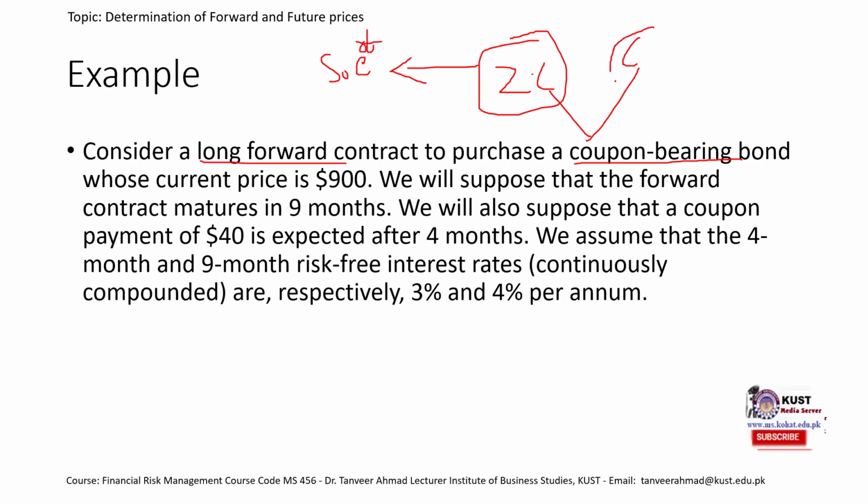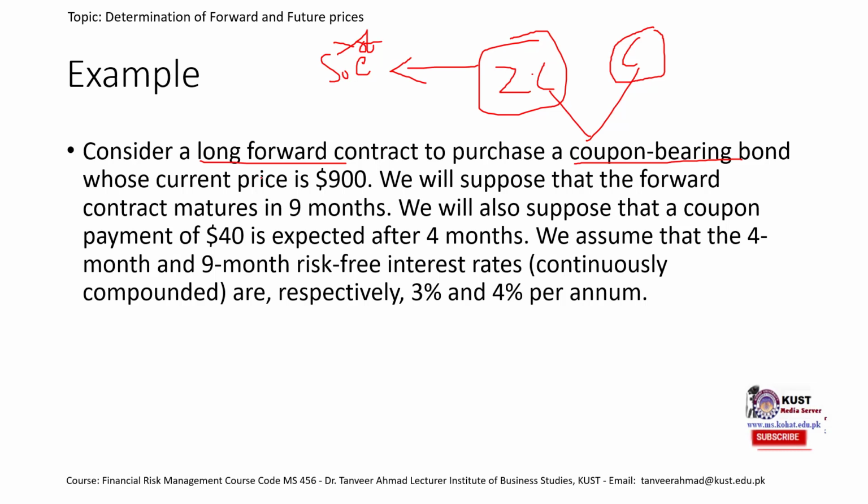But what if that investment asset is an income paying investment asset? There is a coupon. The coupon means that if there is an interest amount, then we know that it is a coupon bond, and it is an income paying investment asset. So from this term coupon bearing bond, we quickly get an idea that it is an income paying investment asset. So hence we are going to use the formula that we just discussed in the previous slide and not this one.